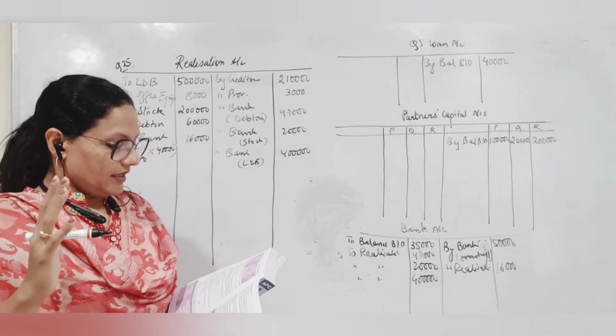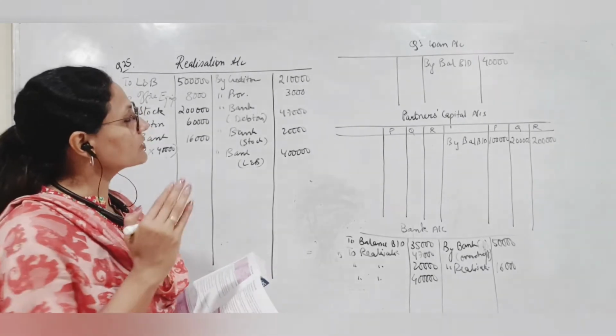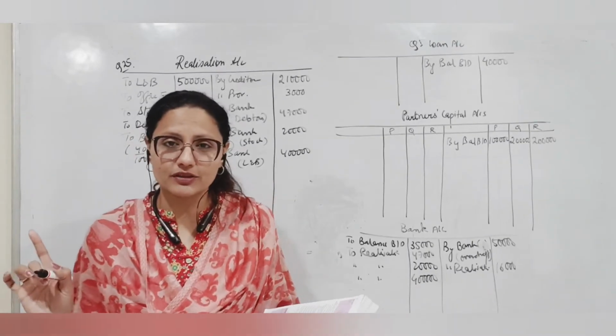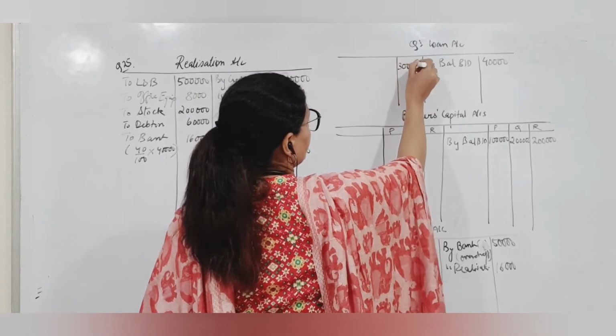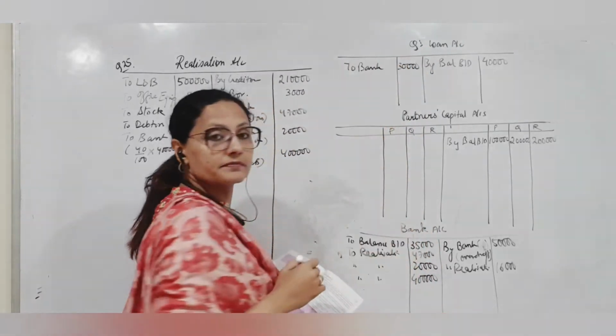Okay, Q's loan was settled by payment of 30,000. Q's loan was how much? 40,000. We are paying only 30. Wow, it's a gain to the firm, right? So for 30,000, I will debit Q's loan and credit bank because I am making a payment, correct?